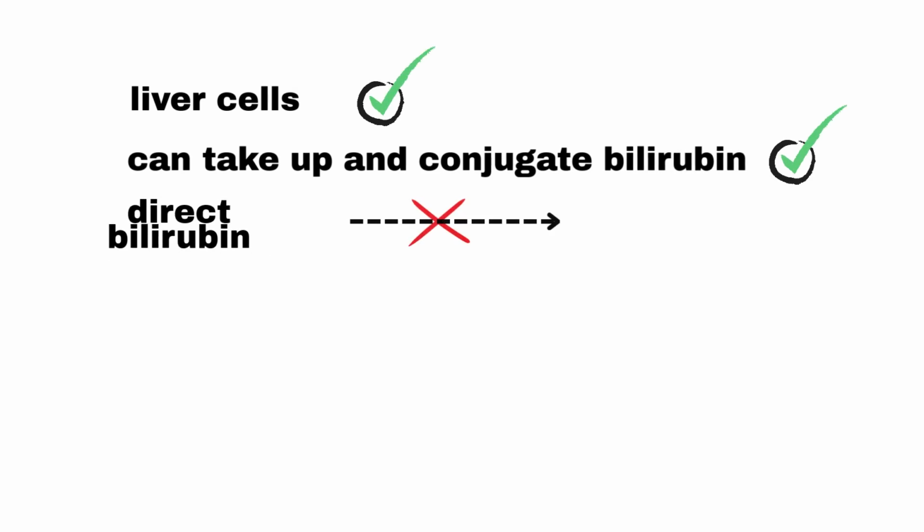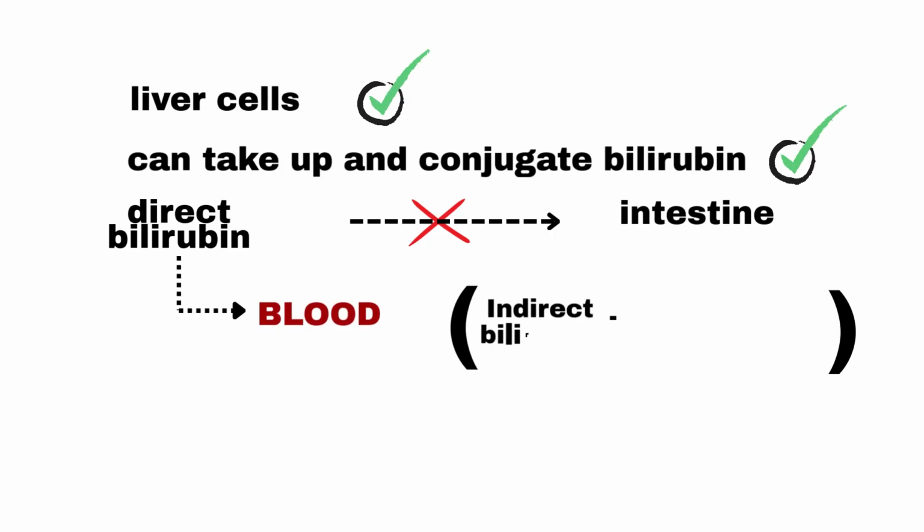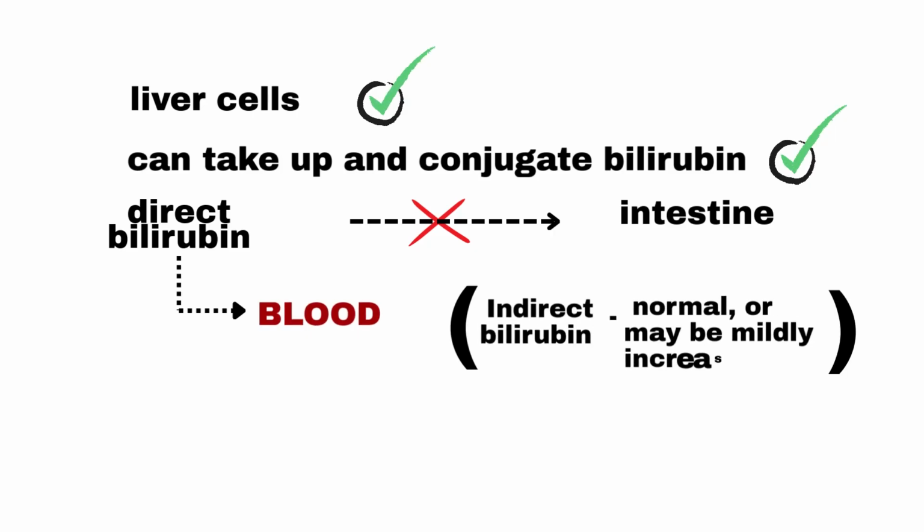They can take up and conjugate bilirubin normally, but the problem is bile cannot flow into the intestine. So, direct bilirubin increases significantly because it regurgitates back into the blood. Indirect bilirubin is usually normal or maybe mildly increased due to back pressure effects.